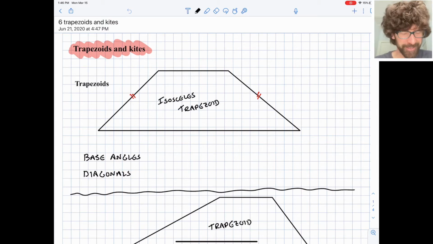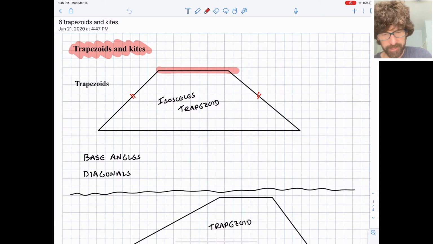All right, this is a video for geometry on trapezoids and kites, and so we'll be looking at some particular characteristics of those two particular polygons. Let's start with trapezoids first. As a reminder, a trapezoid is simply a quadrilateral that has one pair of parallel sides.